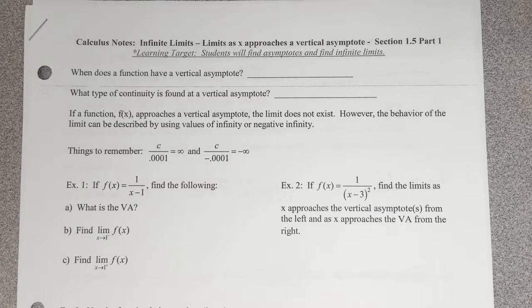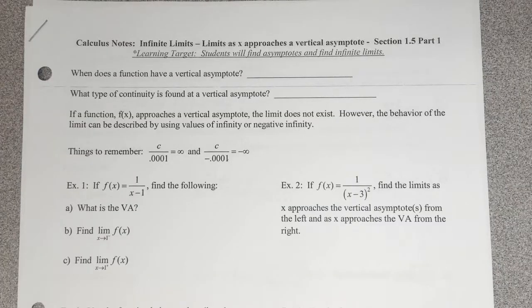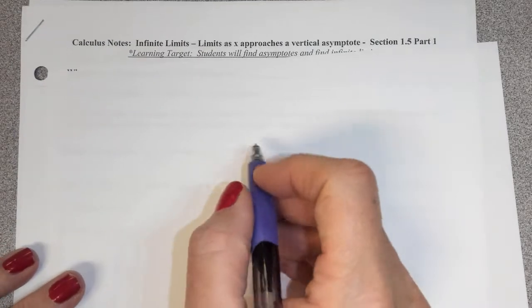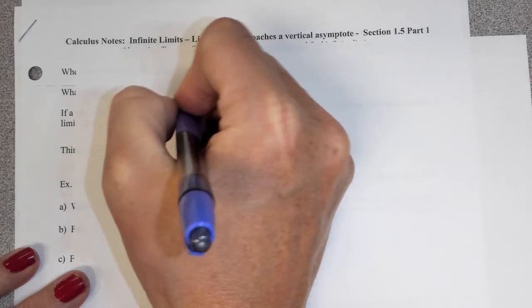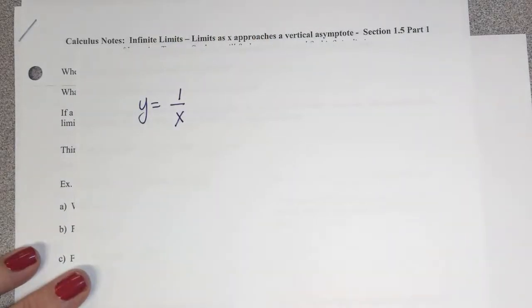Alright guys, so we are starting section 1.5. This has to do with vertical asymptotes and what happens as we approach vertical asymptotes. What you need to know about with respect to graphing these is what's going to happen if we have a function like 1 over x.